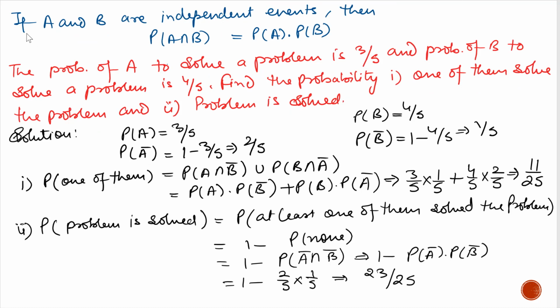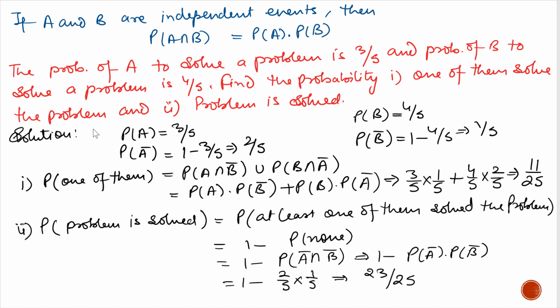Now we talk about independent events. If A and B are independent events, then probability of A intersection B is probability of A into probability of B. Here, the probability of A does not affect the probability of B. Now the last example: the probability of A to solve a problem is 3 by 5 and the probability of B to solve a problem is 4 by 5. Find the probability that one of them solves the problem and also find the probability that the problem is solved. We have to find the probability the problem is solved.